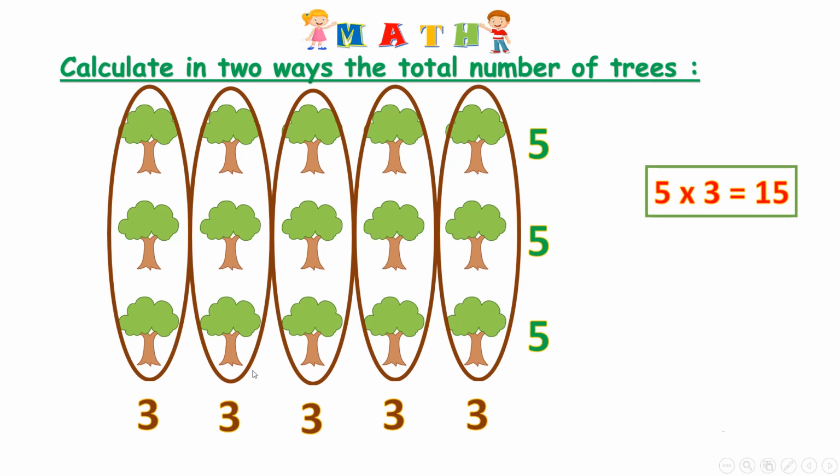So how many 3 do you see? It's like 3 plus 3 plus 3 plus 3 plus 3. How many times is the 3 repeated? 1, 2, 3, 4, 5. We say the number 3 is repeated 5 times. So it's what? It's 3 times 5. And the answer is also 15. Great.